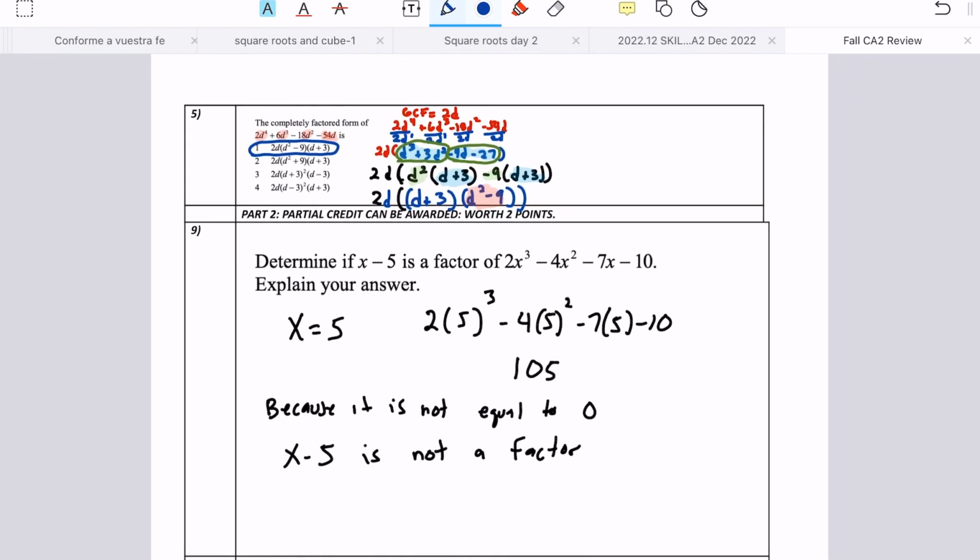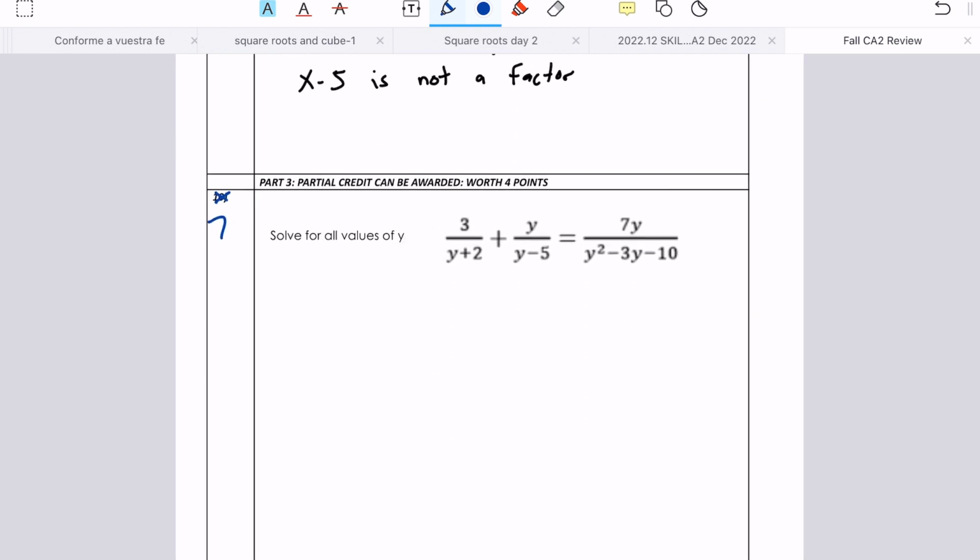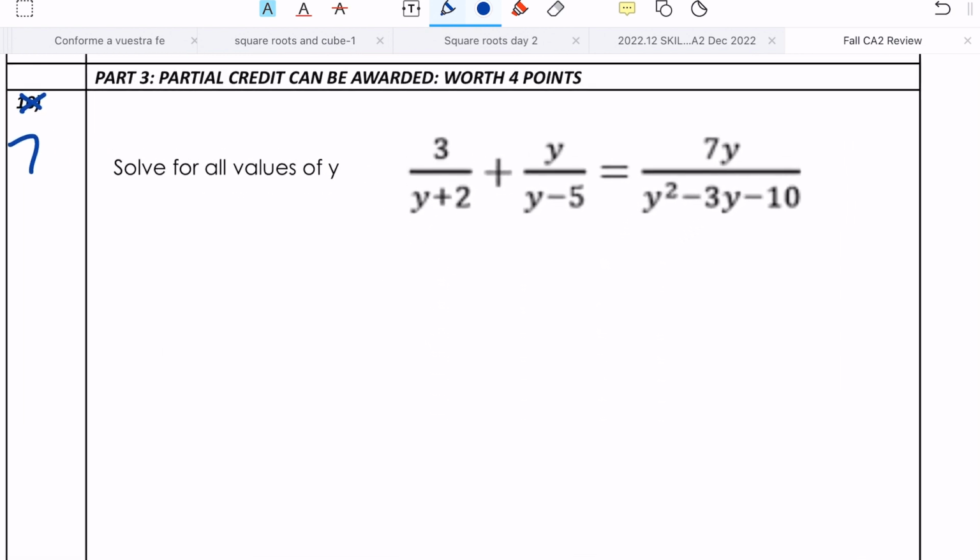Guys, this technically should be 6, and this should be 7. So there are only going to be 7 questions, okay? Because you said 9 and 10 for a second.